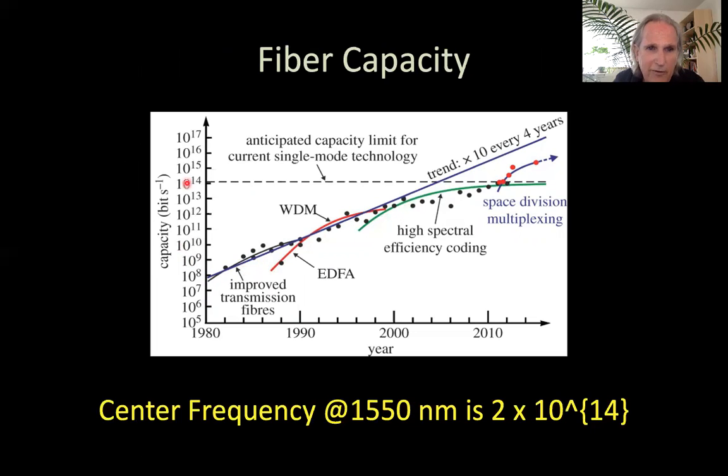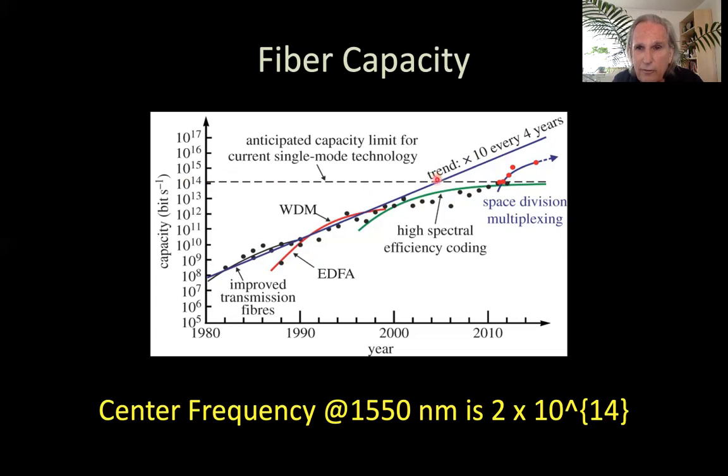This is the capacity in bits per second of essentially a single fiber, one single mode fiber. And if we look up here, they drew a line, a Moore's law type line, that it would increase by 10 every 4 years. But at some point here, if we remember the center wavelength of 1.5 micron wavelength, the center frequency for that would be 2 times 10 to the 14th. This line goes right through 2 times 10 to the 14th, which would be hertz.